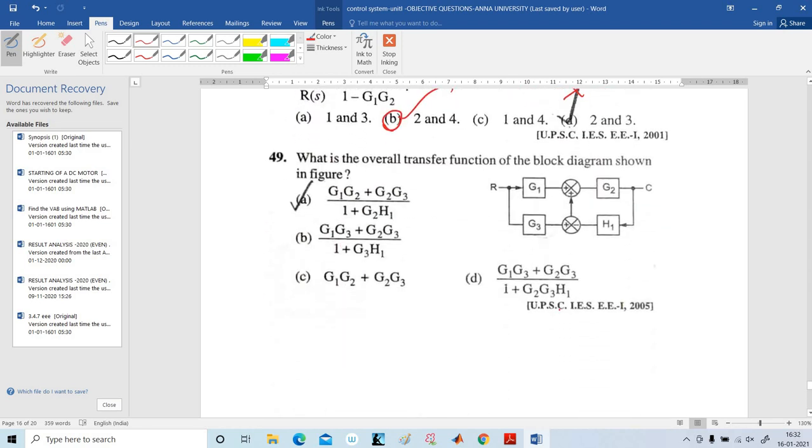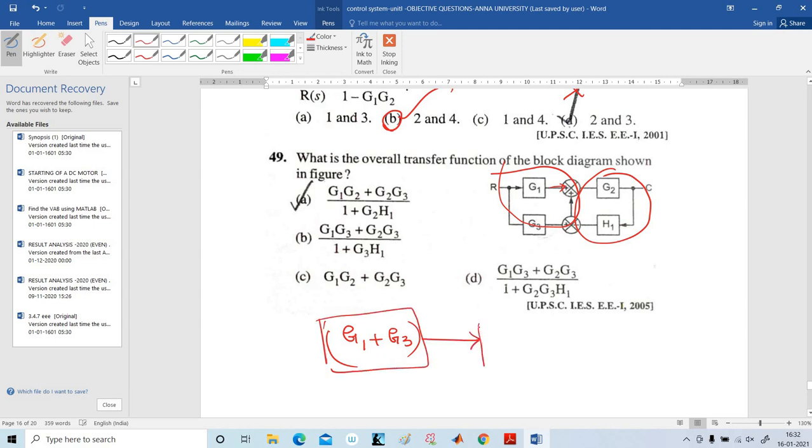Next, what is the overall transfer function of the block diagram shown in figure C? G1 and G3 are connected to the positive terminal, so these are parallel blocks, not a feedback block. First of all, I am going to reduce the parallel block, so G1 plus G3. Next, see G2, and this is negative, negative into positive, again negative, so this is negative feedback. Negative feedback is G2 divided by 1 plus G2 H1.